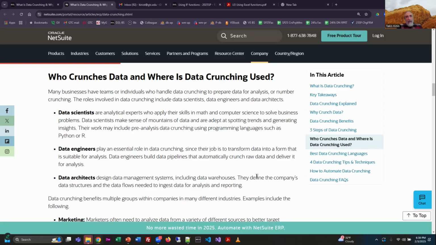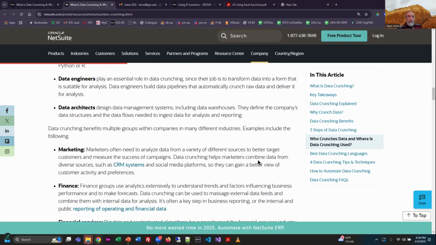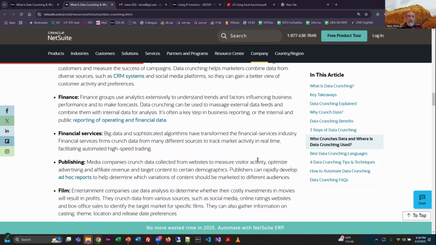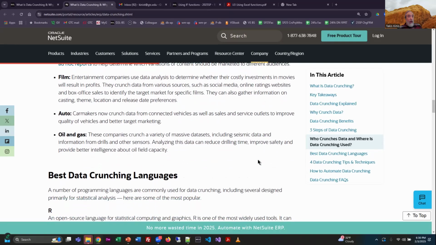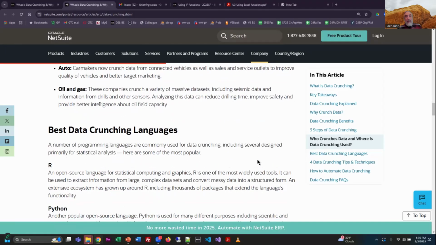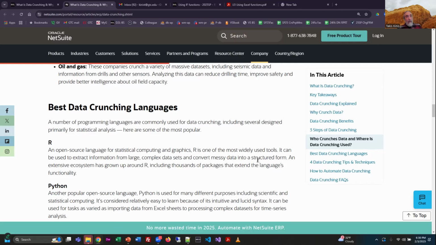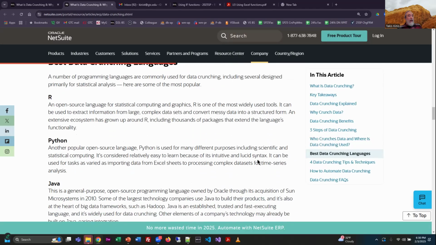But what's happened is these high level people now have discovered they need lower level people to deal with all the data and do some of the data crunching for them, the cleaning, the sorting, the organizing, and then these guys will take it from there and do their high end analysis and prescriptive programming. What services use this kind of information? We'll take a look. Marketing, finance, financial services, publishing, film, auto, oil and gas, and really anything that involves dealing with numbers, money, or whatever would use it.